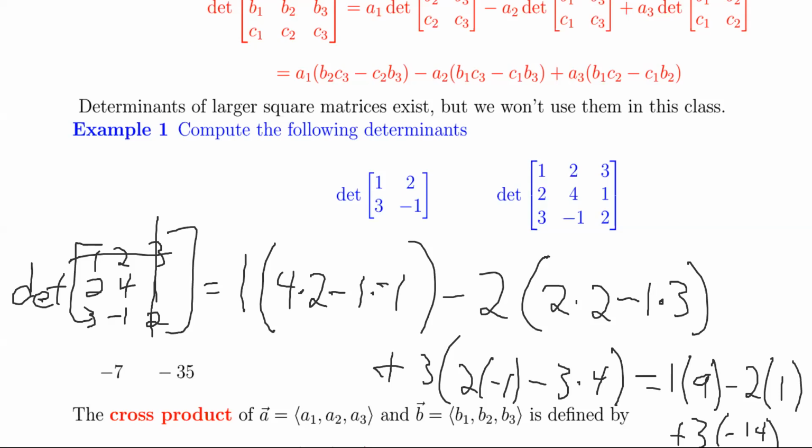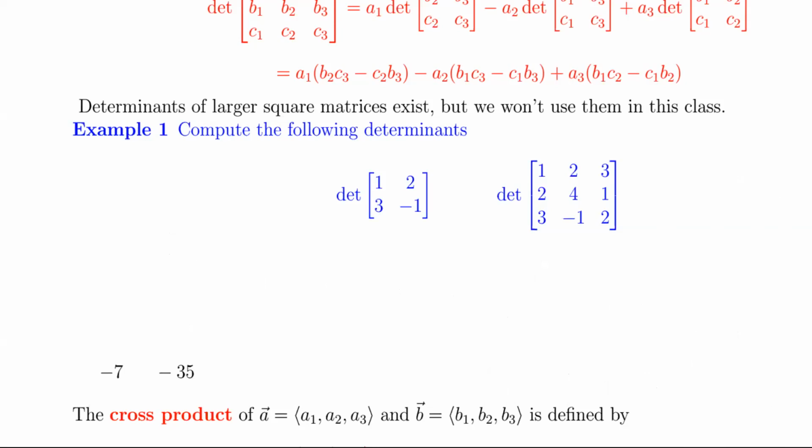So it looks like here we have 9 minus 2 minus 42. So 9 minus 2 is 7, and 7 minus 42 is -35. And that's it for calculating determinants.